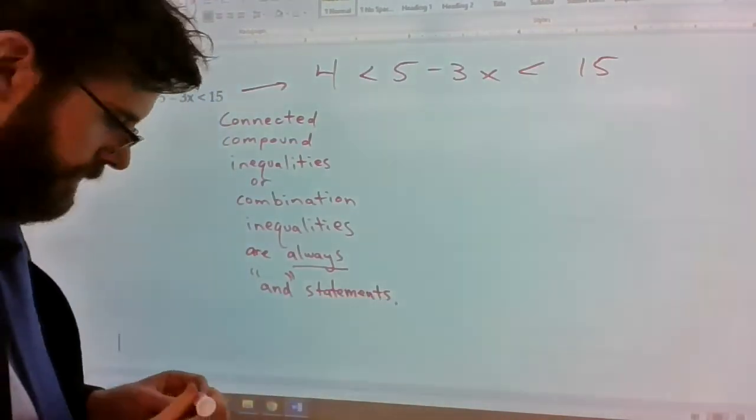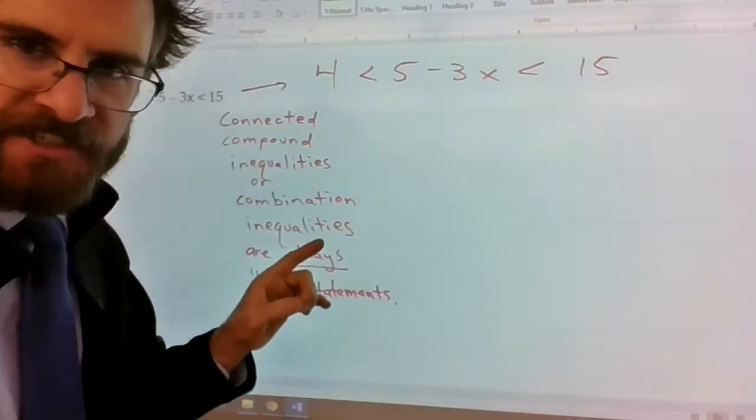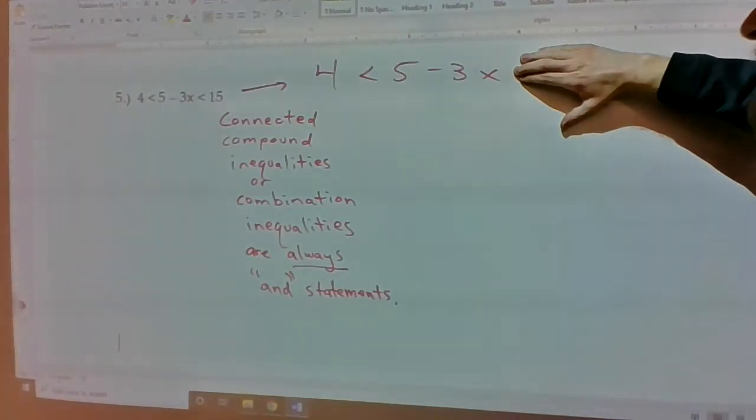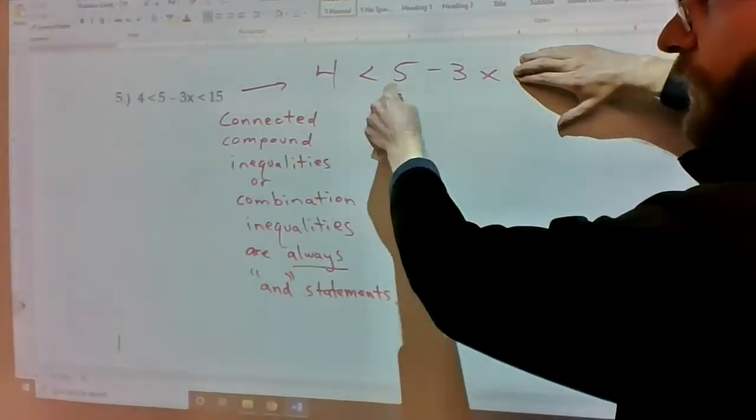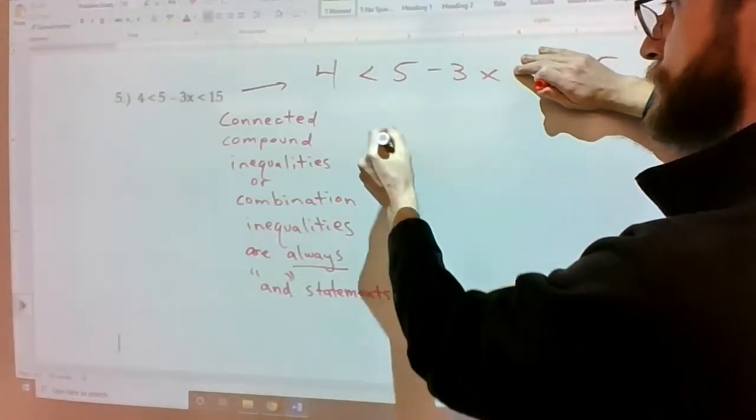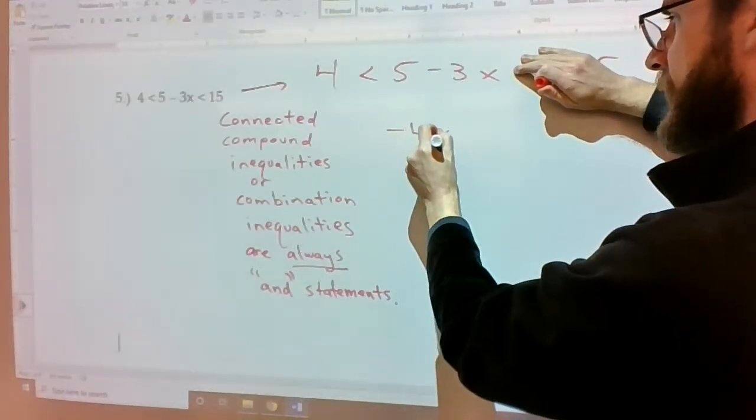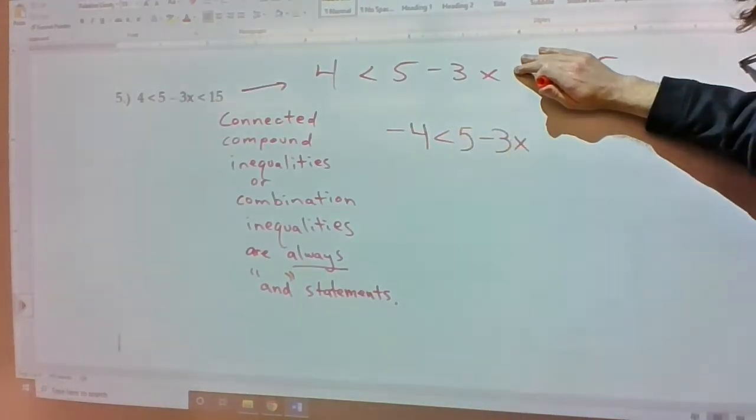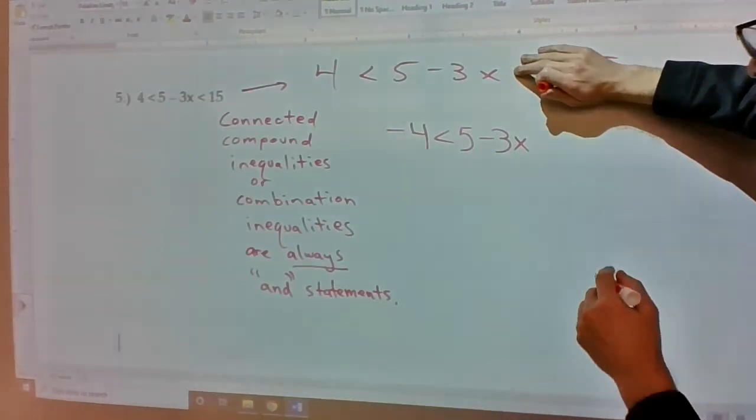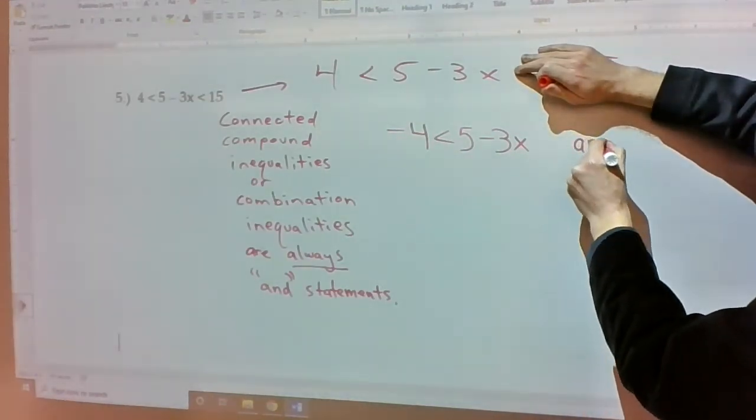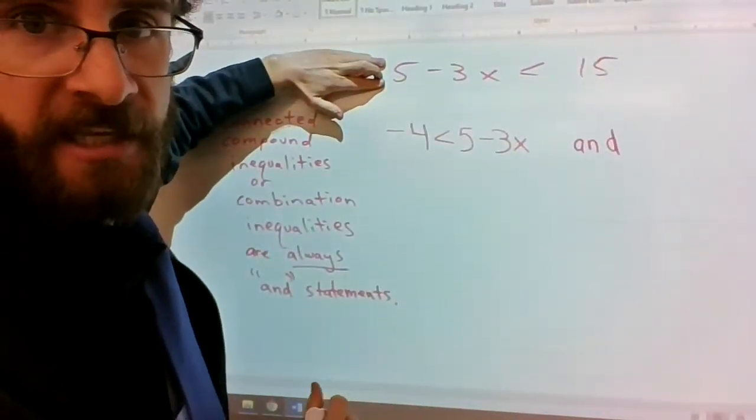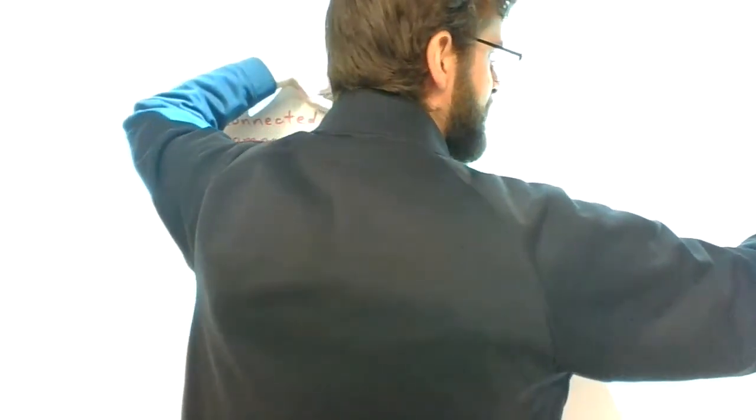So here's what's happening. This inequality is stating that 4 is for sure less than 5 minus 3x. Okay? So this single compound inequality is true: -4 is less than 5 minus 3x. But it's also saying at the same time that this single compound inequality is a legitimate one, and 5 minus 3x is less than 15.